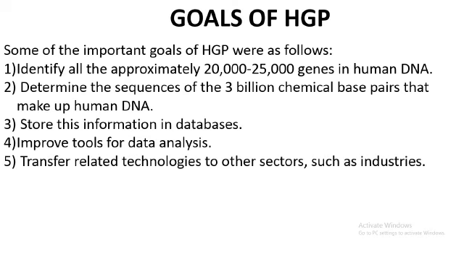Transfer the related technologies to other sectors such as industries. Yes, this HGP is required, for example, to identify genetic disorders, to treat genetic disorders, or to know the transfer of characters, and to develop treatment methodologies. So for those industries, everything cannot be given. What part is required? That information has to be transferred to the industries. So therefore, that was the idea.